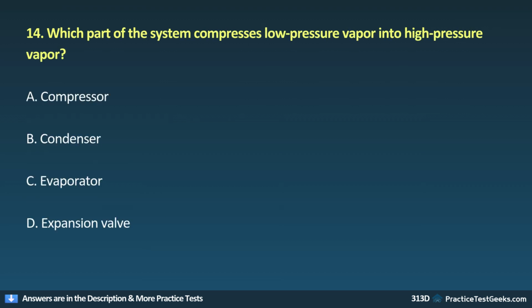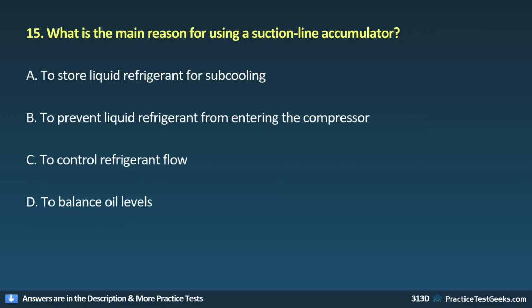14. Which part of the system compresses low-pressure vapor into high-pressure vapor? A. Compressor. B. Condenser. C. Evaporator. D. Expansion valve.